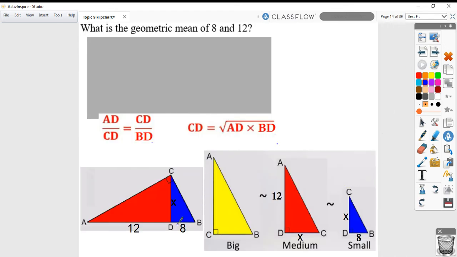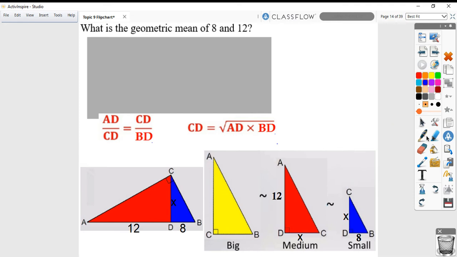And that's what we would have right here. We would have 8 and 12, and this is the part that we were looking for. Set it up. Take a look at what your triangles would look like, with your big, medium, and small triangles. In that original diagram, one leg of the triangle would be 12. The short leg of the small triangle would be 8. Okay, 12 and 8. And this piece right here, CD, is the same for both of them. So it's x and x.